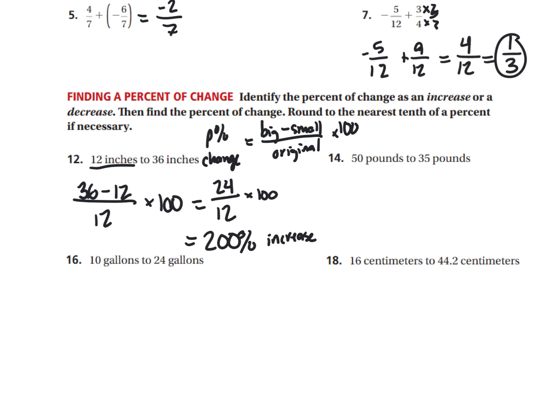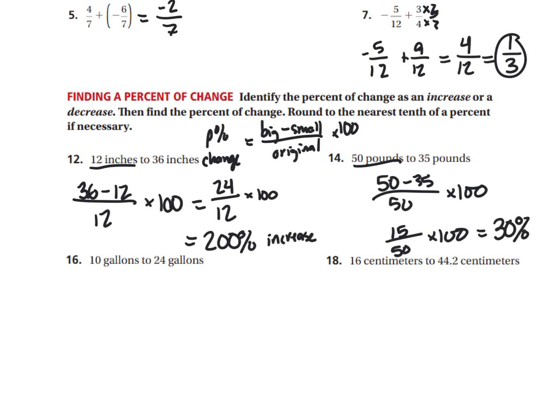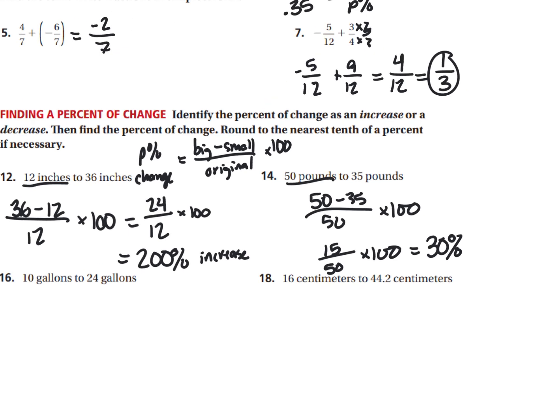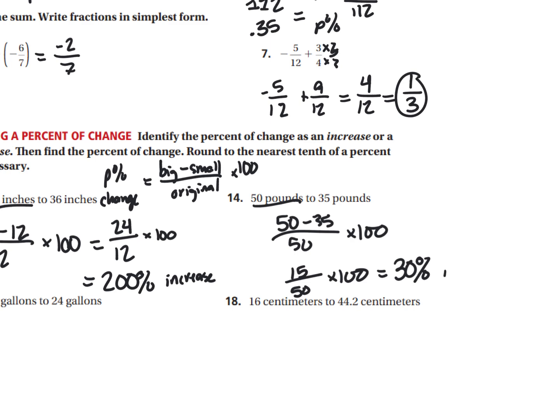Alright, for number 14, I start at 50 pounds and I go to 35. So I'm going to do 50 minus 35 over my original 50 times 100. When I do the subtraction, I'm going to get 15 over 50 times 100. When I do this, I should end up with 30%. Check it quickly. And that I do. I went from 50 to 35, that is a decrease.